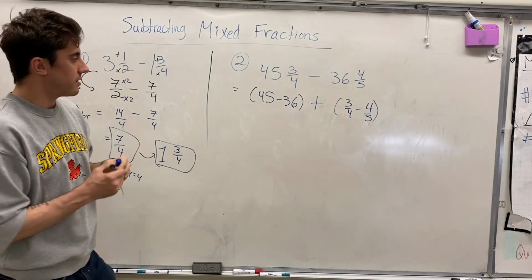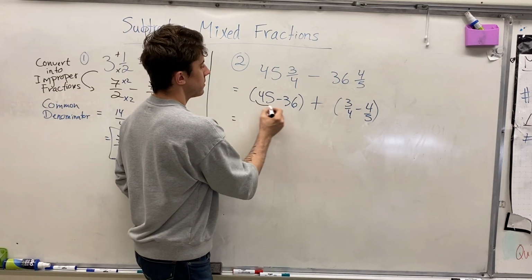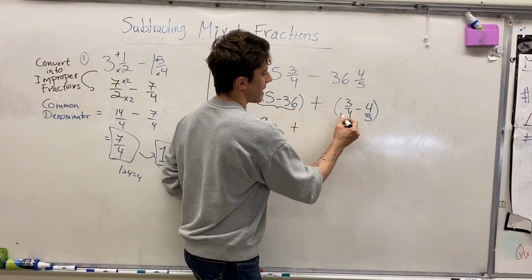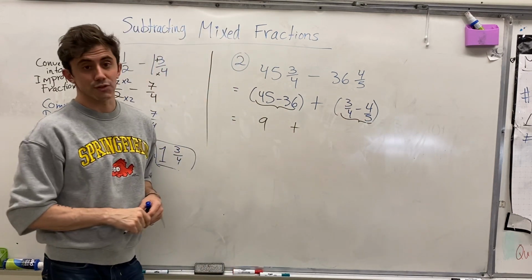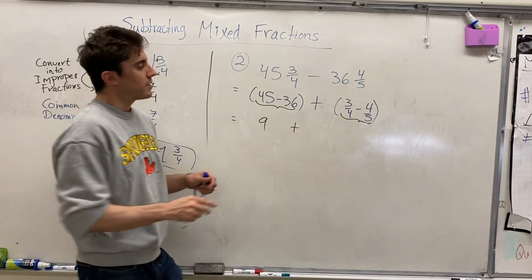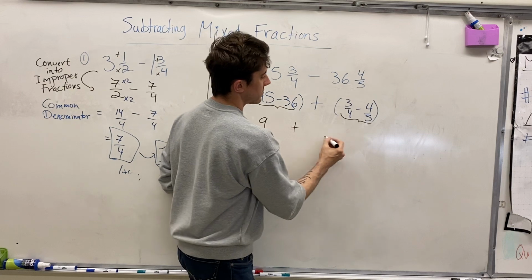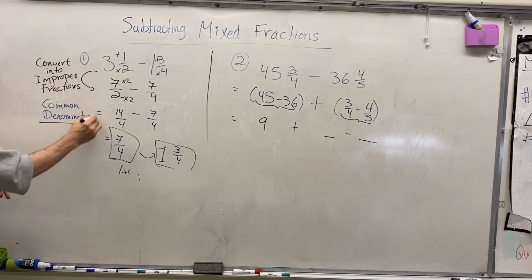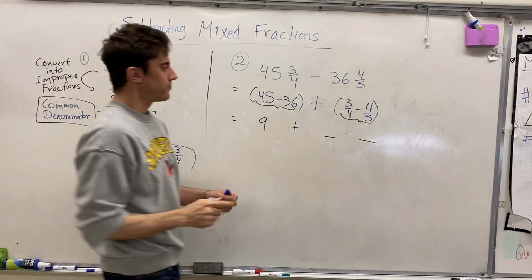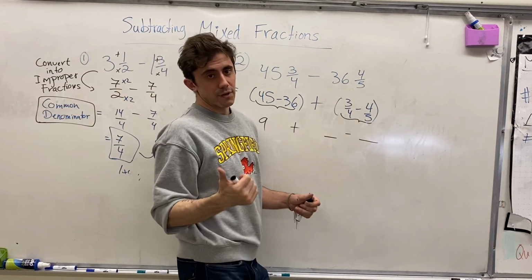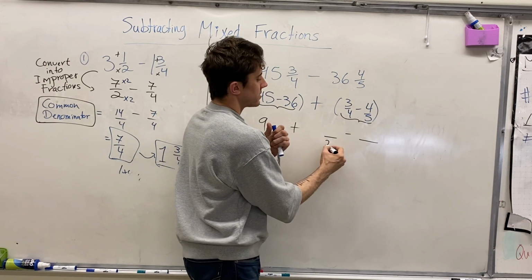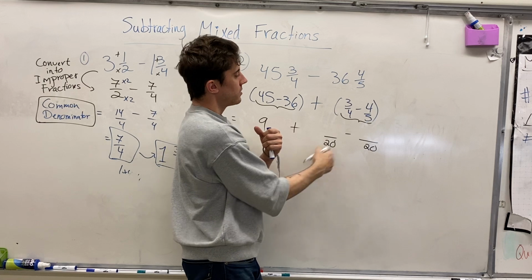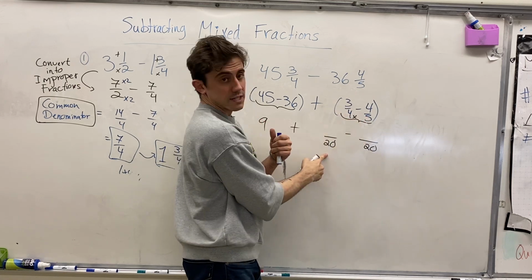Now we can go ahead, like we're used to doing. 45 minus 36 leaves us with 9. And now we're back to subtracting two fractions. We have our denominators of 4 and 5, and so what might our common denominator be? Now we're back at the step of finding our common denominator, which we always have to do. So for 4 and 5, the smallest number that is both a multiple of 4 and 5 happens to be 20. And so to get our equivalent fractions, we think 4 times what brings us to 20?